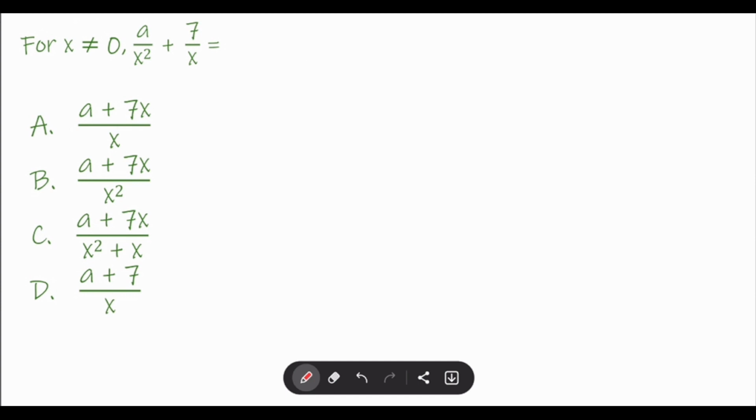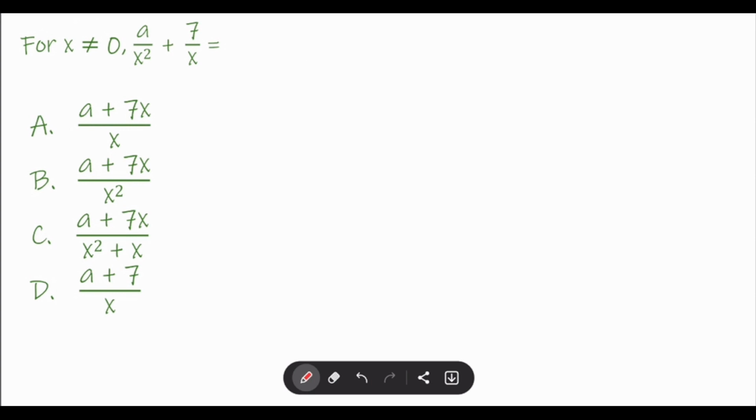So here's the problem. For x not equal to 0, a over x squared plus 7 over x is equal to what? So here are the options. A is a plus 7x all over x. B is a plus 7x over x squared. C is a plus 7x over x squared plus x. And D is a plus 7 all over x.